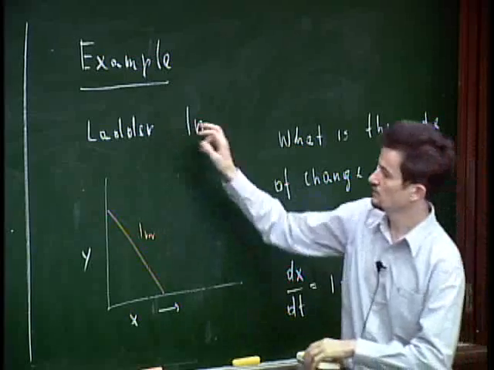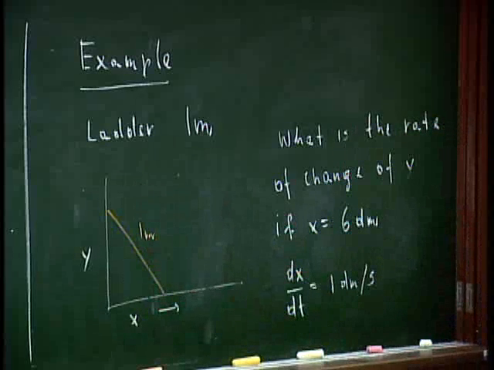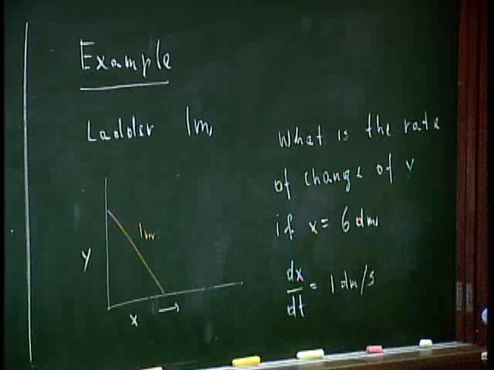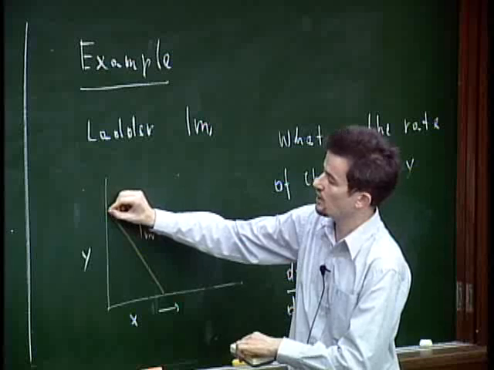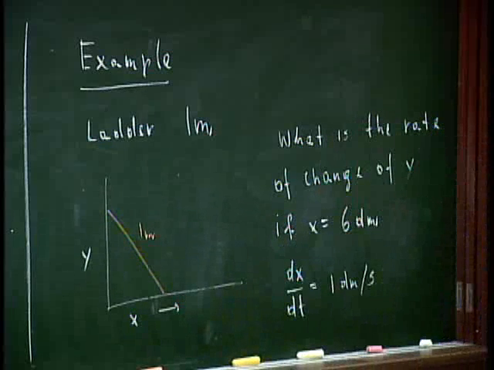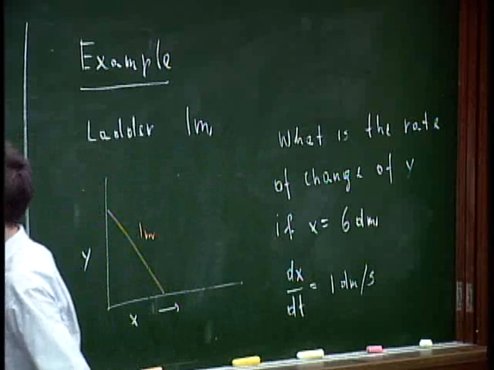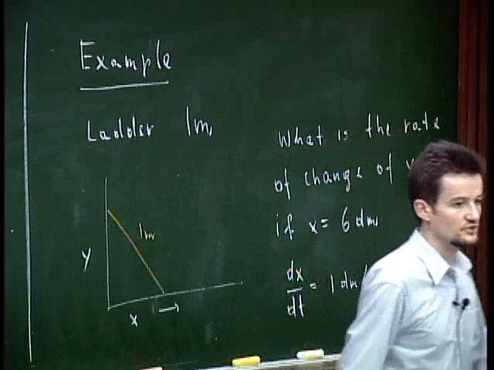Once more, we have a ladder with height 1 meter, which rests against the wall. So you have a wall here. What you know is that the ladder is sliding away at the bottom at a certain velocity. And what you are asked to find is the rate at which the top slides down if x is equal to 6 decimeters. Also here, the only thing you have to do is find the relation between the quantities in question. Then you take derivatives, and then you plug in the information you have.